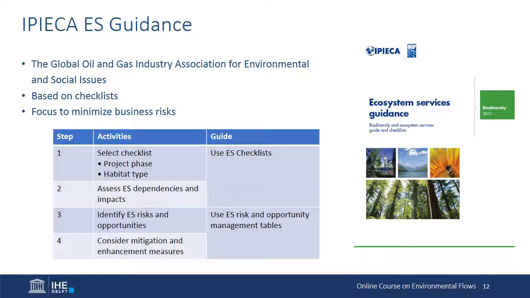Then, to identify how the different activities will affect the dependency of the project or will result in impacts. Based on that, companies can identify risks and opportunities to promote collaboration. It could be to reduce impacts or to find ways to mitigate that could be acceptable for everybody. These mitigations can also include alternatives to improve the condition of ecosystem services in other areas. Those are called enhancement measures.